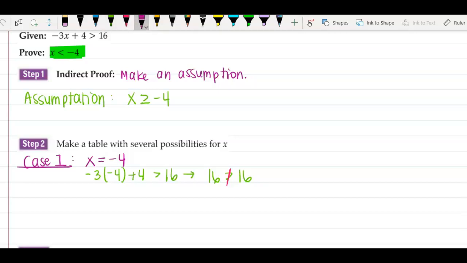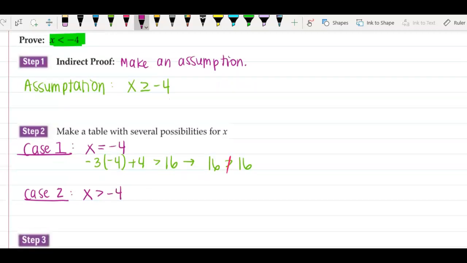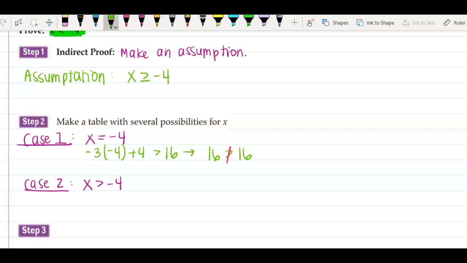The other case: we've done the equal to, and we also need x to be greater than -4. For this one, we want to look at numbers that are greater than -4 and see if one of them actually works. If we had our x values up here and then our equation, -3x plus 4, I'm going to make a little chart here.